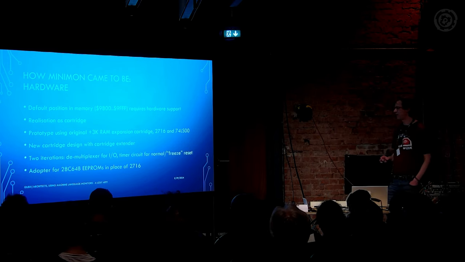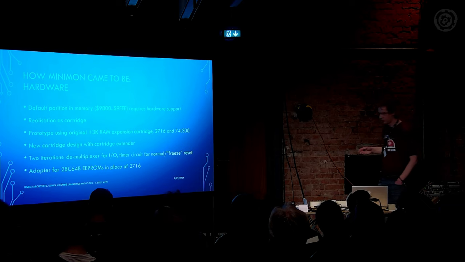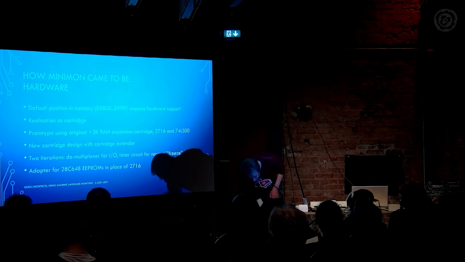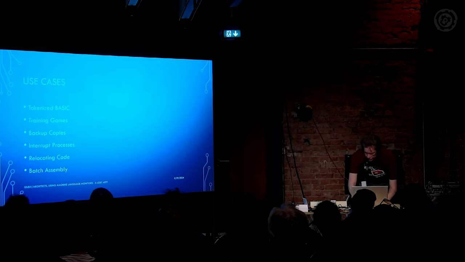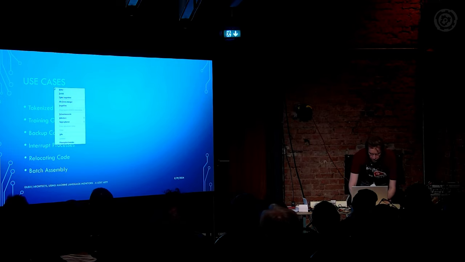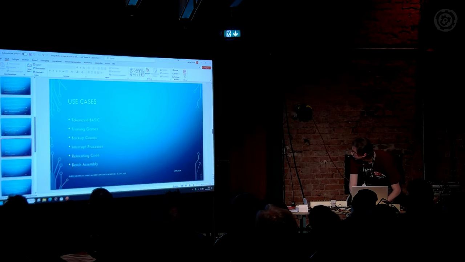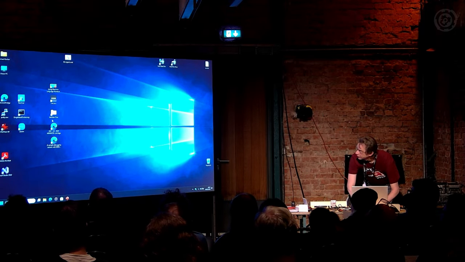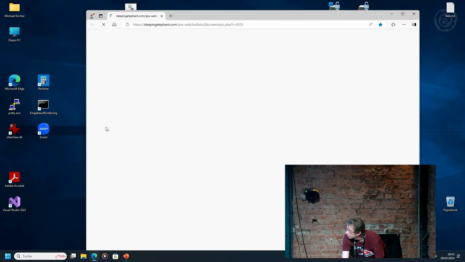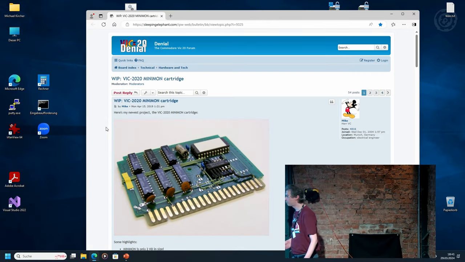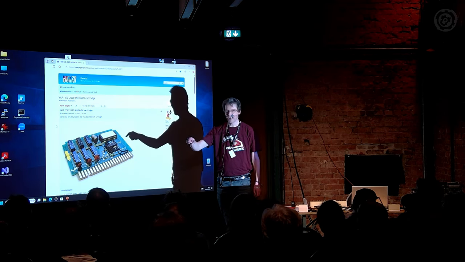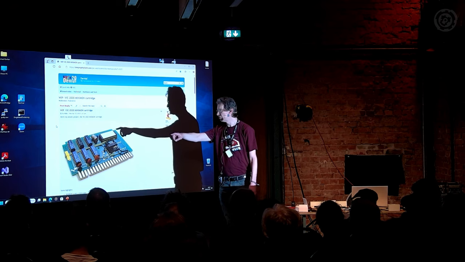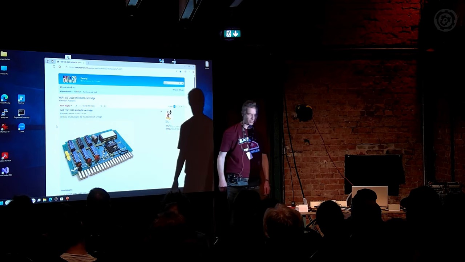So the hardware itself got to a prototype. That was, okay. So that was the prototype. It's just a standard 3K expansion unit, so 3 extra kilobytes for the VIC-20 added with an EPROM and a little bit of chip select logic.